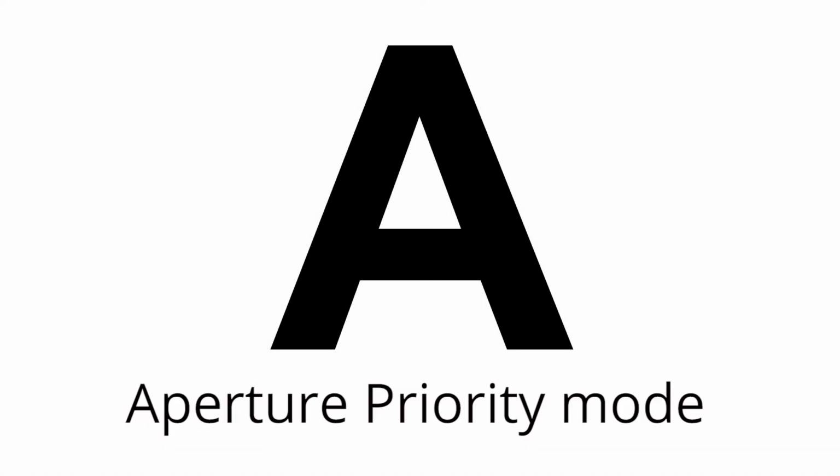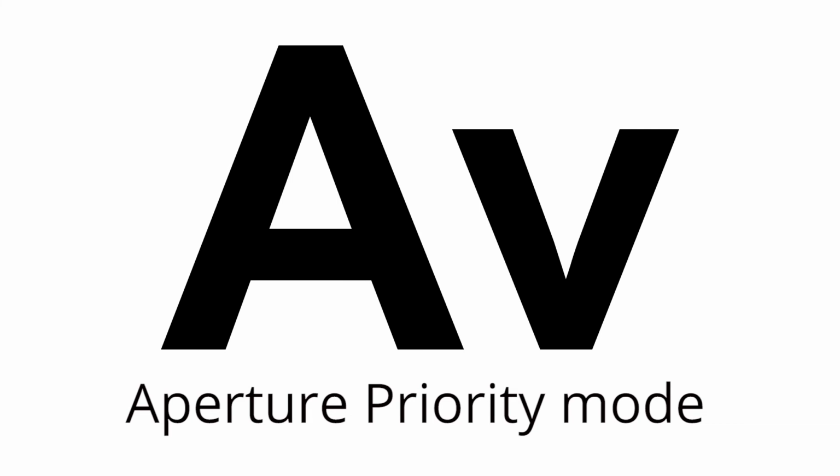The next mode I want to talk about is Aperture Priority mode. It's A on most cameras, or the symbol AV on a Canon. Shooting in Aperture Priority mode is like riding a bike with training wheels still on. It's a really popular mode used by many enthusiast photographers and many pro photographers.